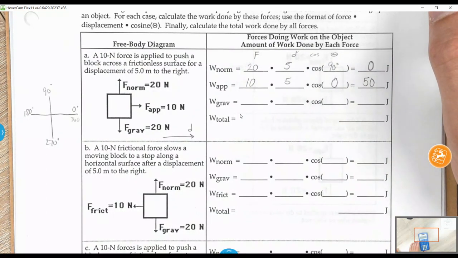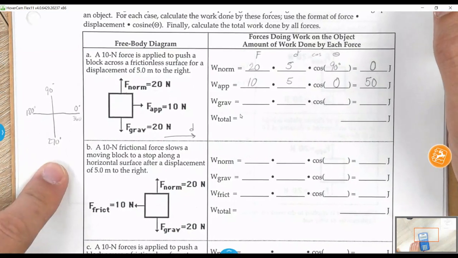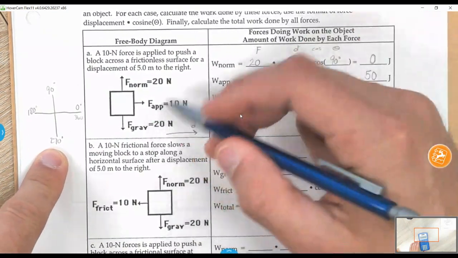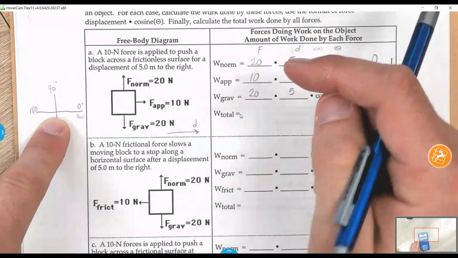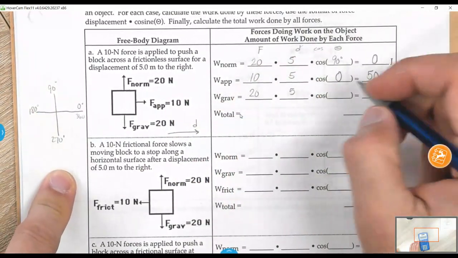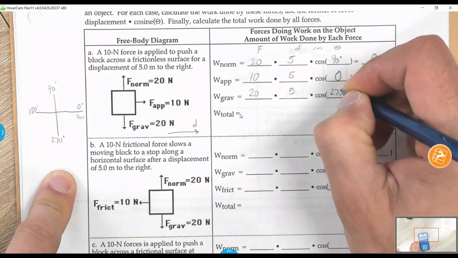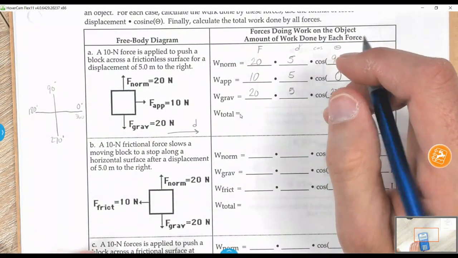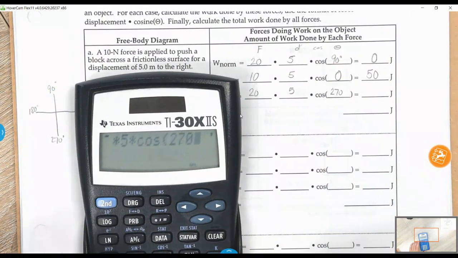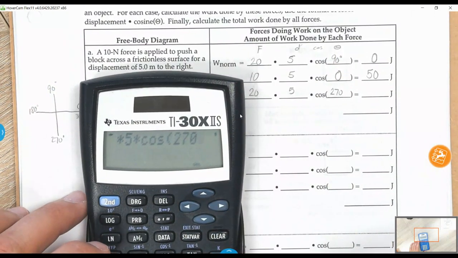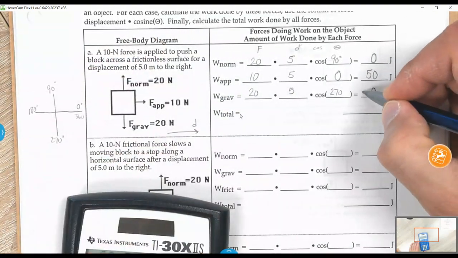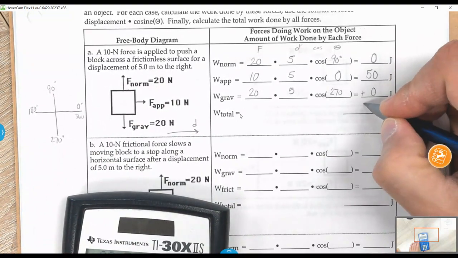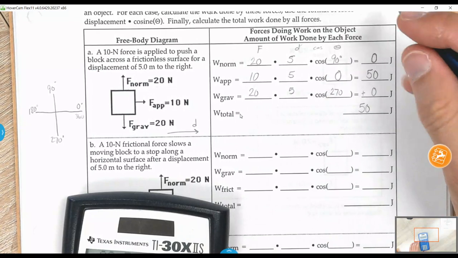What about the last one? Well, it's the same force. Correct. It would be 270 in comparison. All right, if we look at our little chart here, and if you do 270 there instead of 90, okay, so 20 times 5 times cosine of 270, you're going to get 0 joules, and then you add them all up to find the total work done on the object, which is just going to be 50 joules.